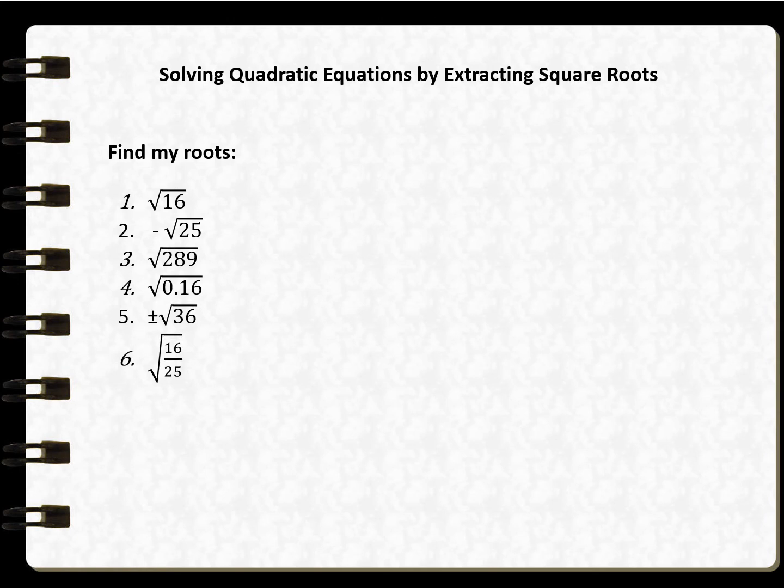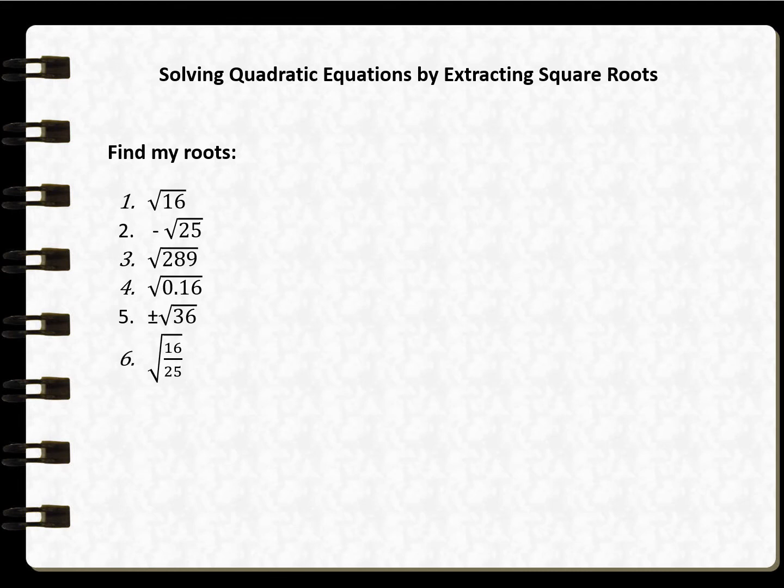Number 1, square root of 16. Number 2, negative square root of 25. Number 3, square root of 289. Number 4, square root of 0.16. Number 5, positive negative square root of 36. And number 6 is the square root of 16 over 25.